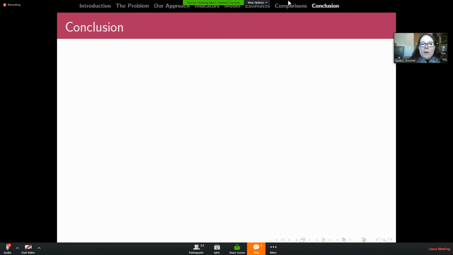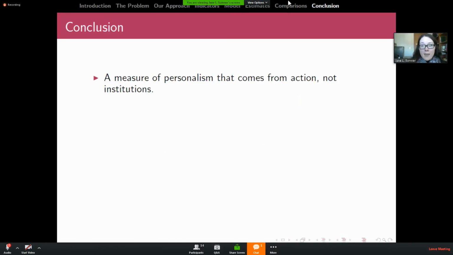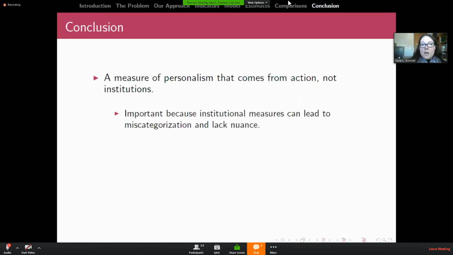So with that caveat that this is just the beginning, what I've shown you today is a measure of personalism that we're working to develop that comes from action, not institutions. So do you behave like a personalist, and how do we know? This is important because we argue that institutional measures can lead to miscategorization and can lack nuance. We think this project has a lot of exciting potential going forward, which is in part why we're so excited to hear all of your feedback.